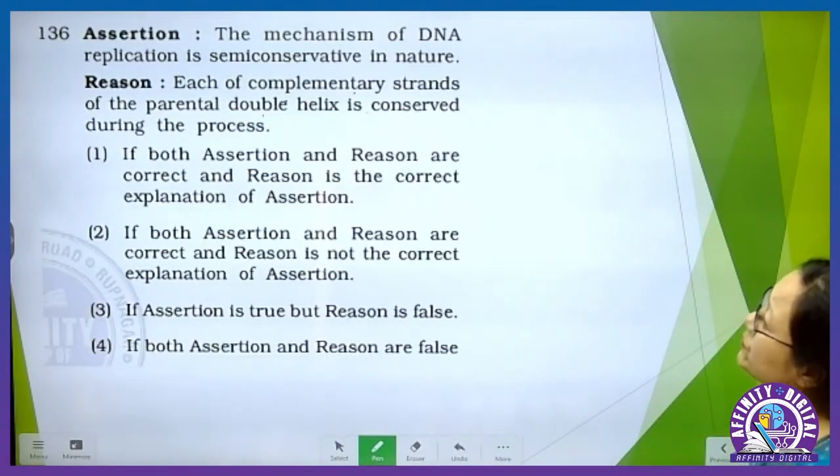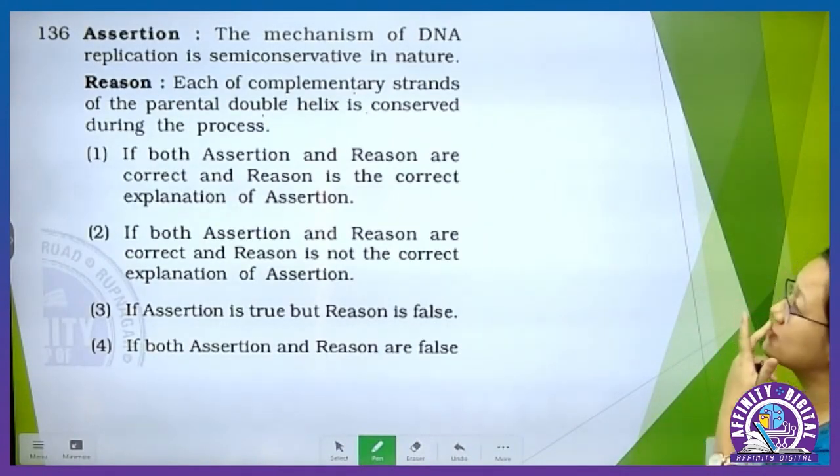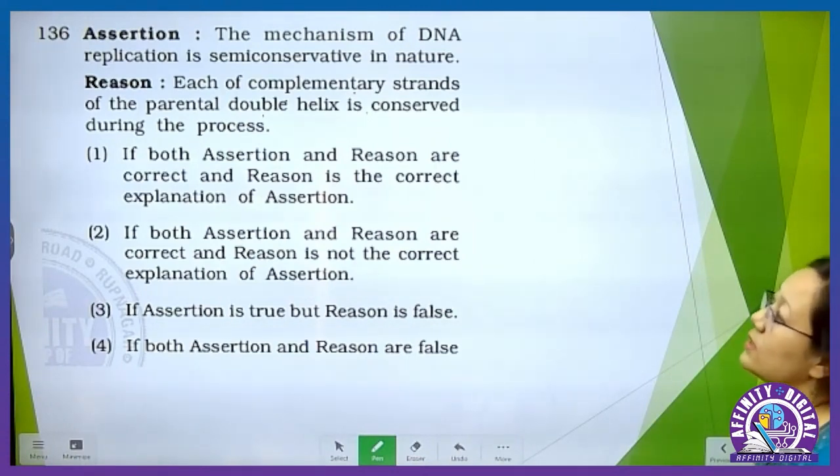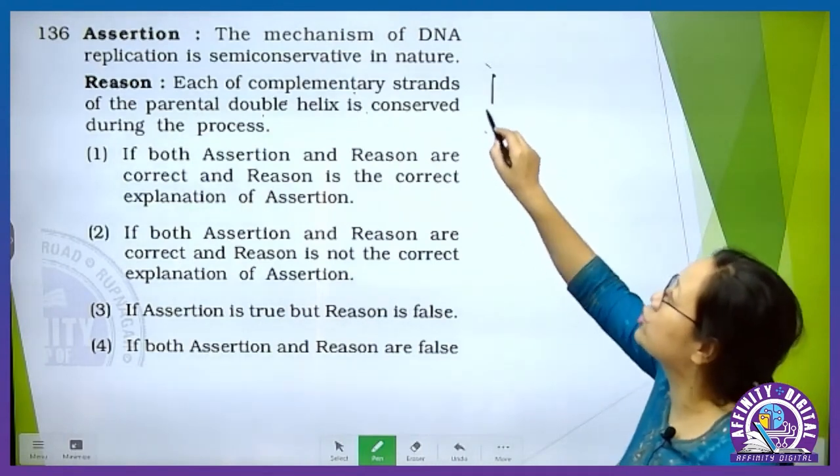The mechanism of DNA replication is semi-conservative in nature. This is correct. Each of the complementary strands of the parental double helix is conserved during the process. And it also explained, this should be 1.